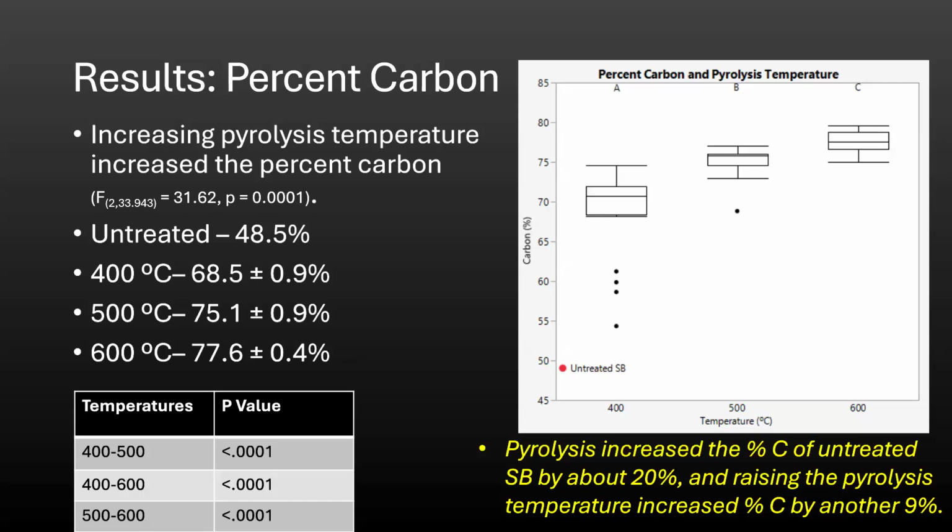And the table is the post hoc test, just to show the actual p-values for each of those comparisons. The untreated Scotch broom was at 48.5%, and then it jumped up by 20% once you turn it into biochar, and then it jumped even further to 77.6% at higher temperatures. So the main takeaway is that pyrolysis increased the percent carbon of untreated Scotch broom by about 20%, and raising the pyrolysis temperature increased percent carbon by another 9%.